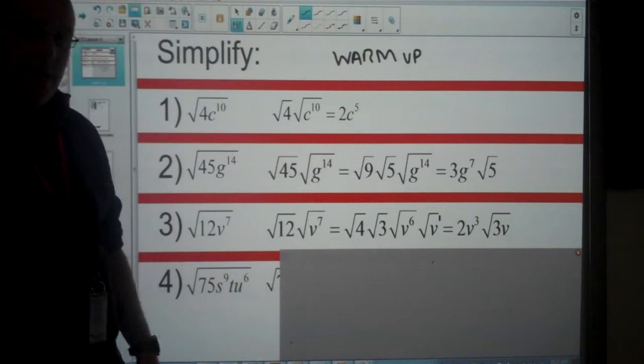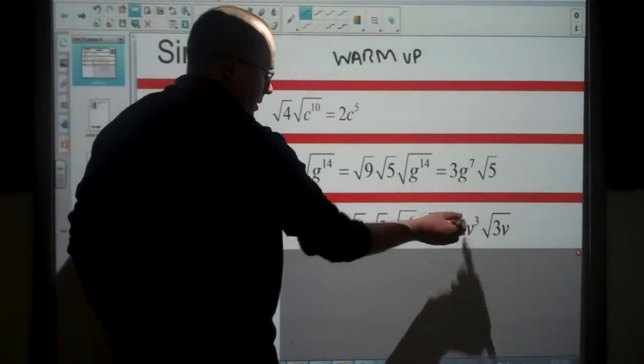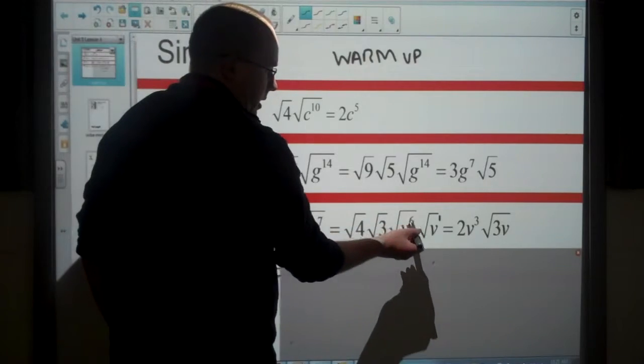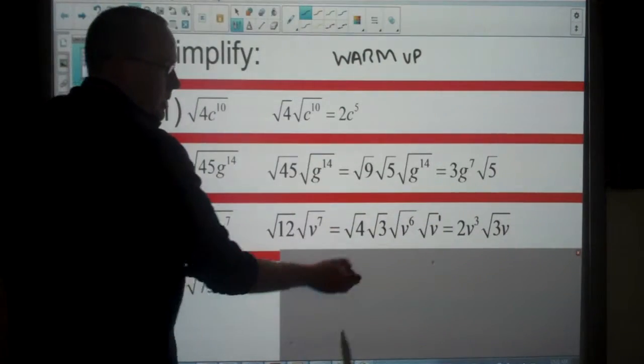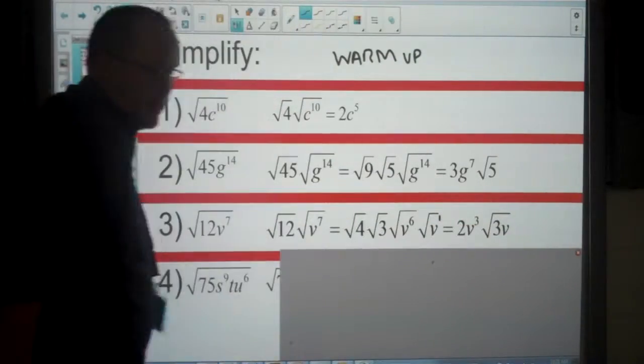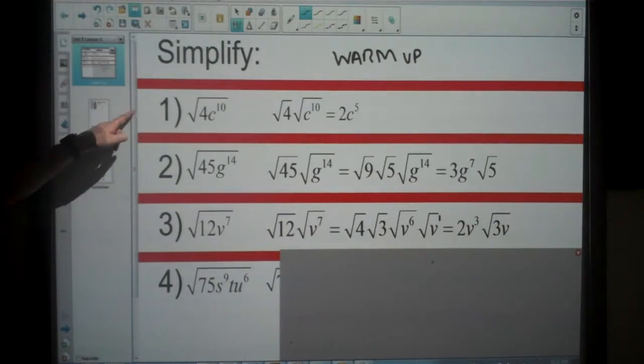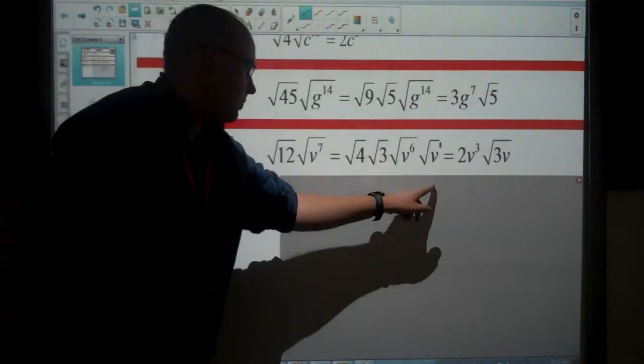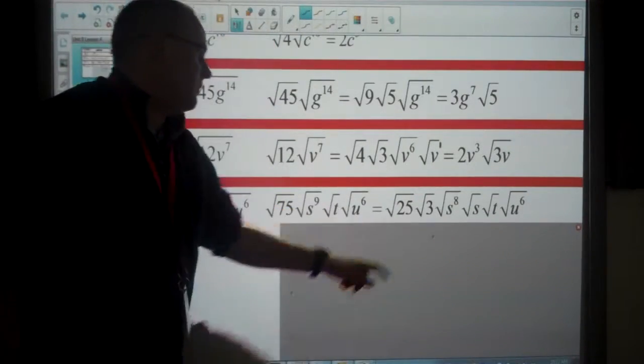And now we just go ahead and work out the ones we can work out. So the square root of 4 is 2. Square root of v to the 6, a half of 6 is 3, so v cubed. Then the ones that we can't work out, radical 3, radical v, we combine into a single radical at the end of the question. Now for the last one, there's a lot of letters for this one.